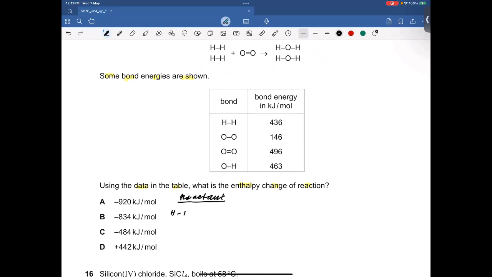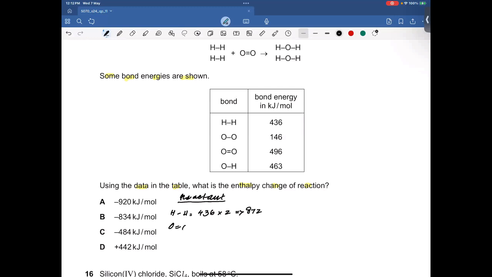The bond energy of hydrogen is 436. How many moles do we have? We have 2 moles of hydrogen, right? So multiply by 2. 436 times 2 is going to be 872.